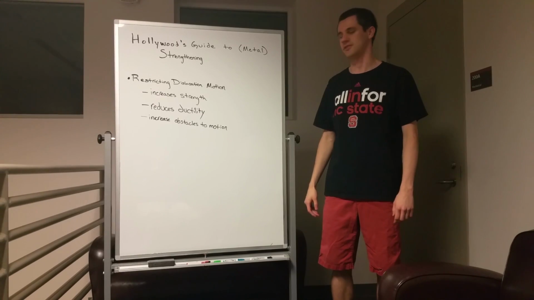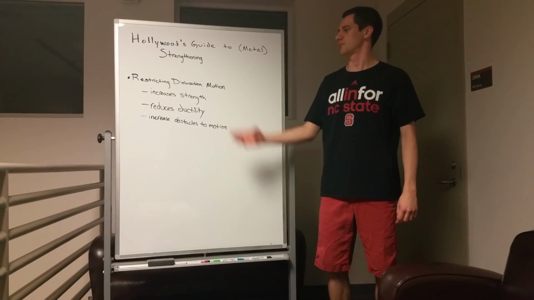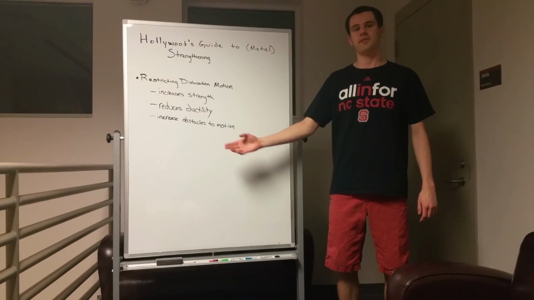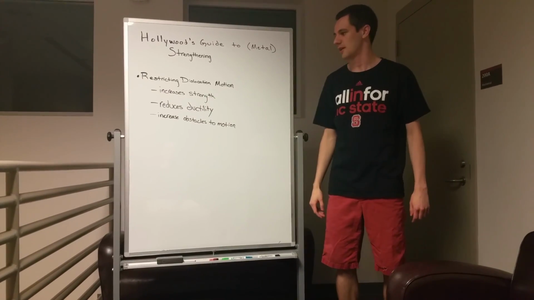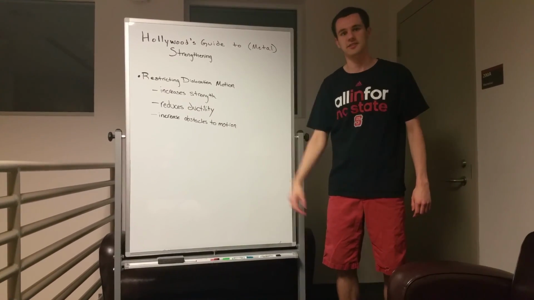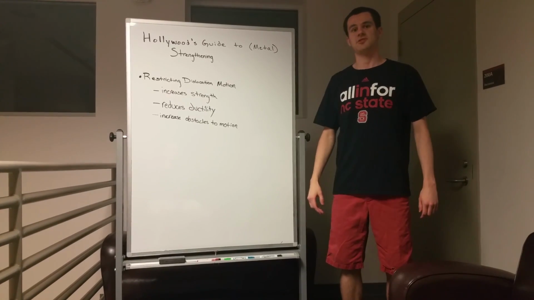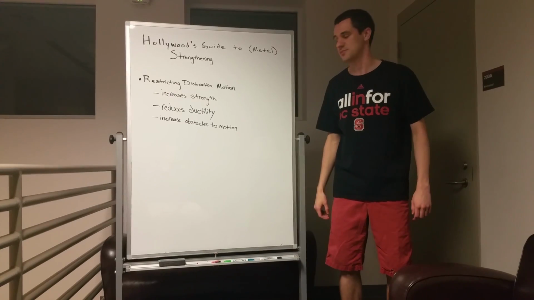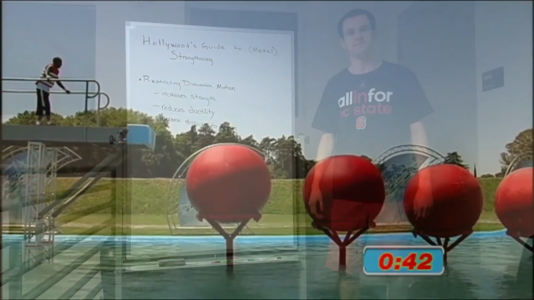There will be 4 methods that we'll be talking about today that restrict dislocation motion. The number one benefit of this is to increase strength. However, this comes at the cost of ductility. And this can be best shown in the following Hollywood clip in which our contestant runs through various obstacles quite slowly.